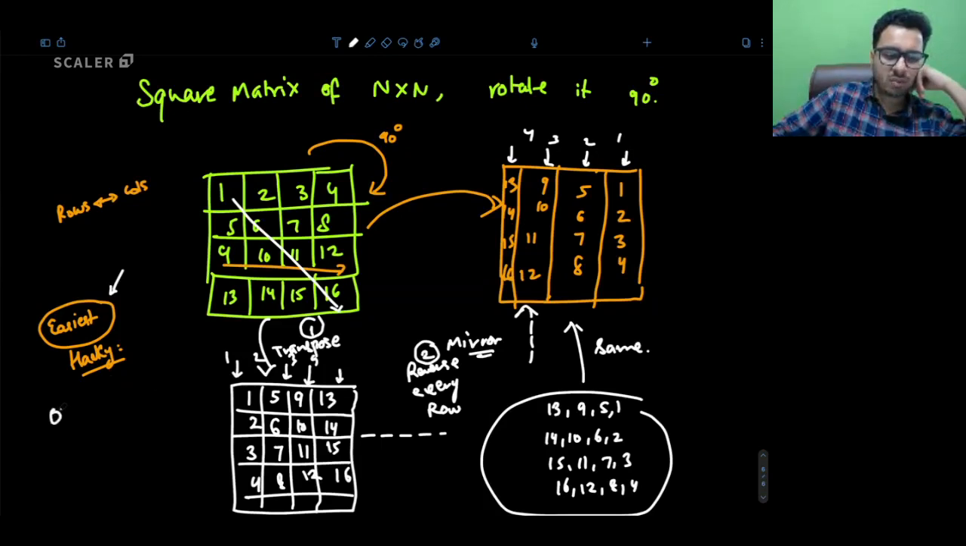What is the time complexity? Hmm. You have n into n elements. So you have to iterate over all the elements. It will be n square for the transpose, n square for the mirror. So adding will still make it n square. What about space? Are we taking any extra space? No, we are doing it in the same array. So it's order of 1.